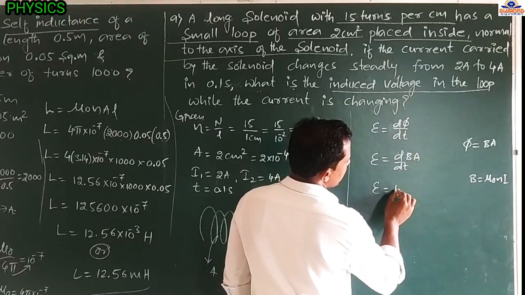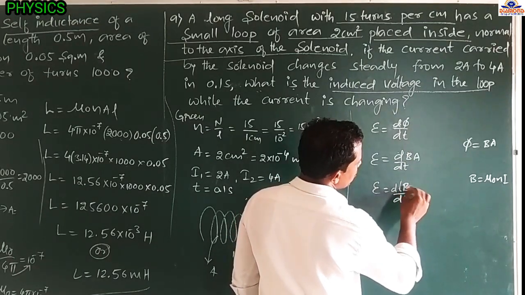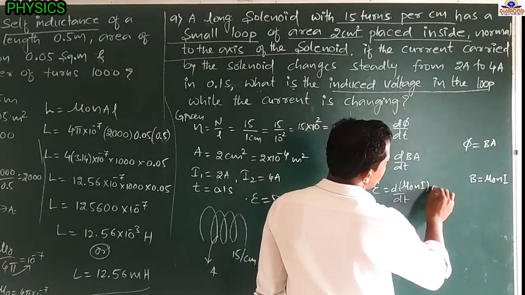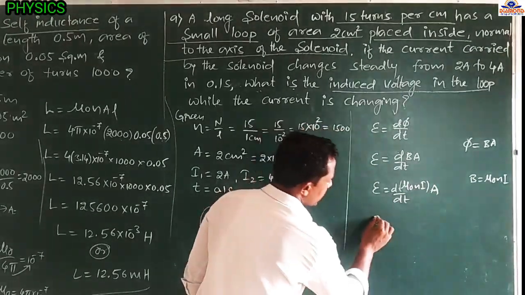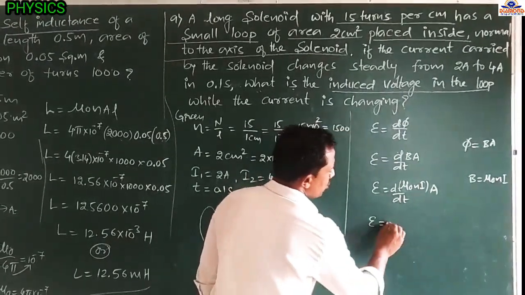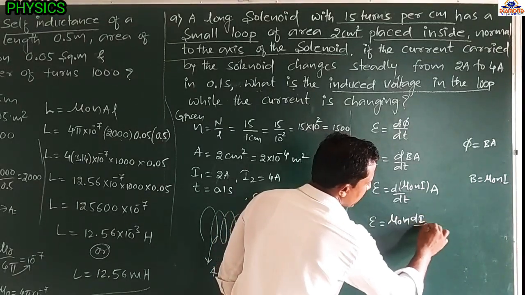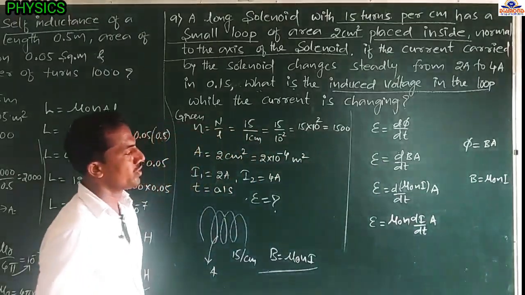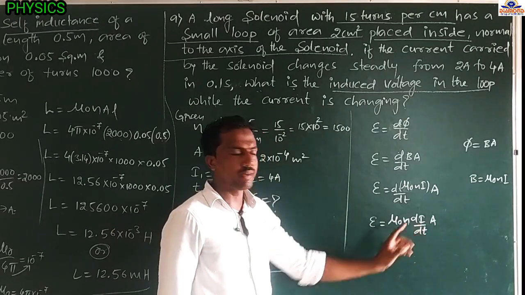We are writing E equals d by dt of B into A, and B's value is mu naught Ni, so mu naught Ni into A. Then E equals mu naught N, then di by dt into A. What is di by dt? Di by dt means change in current by time.